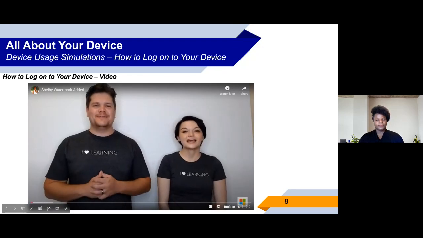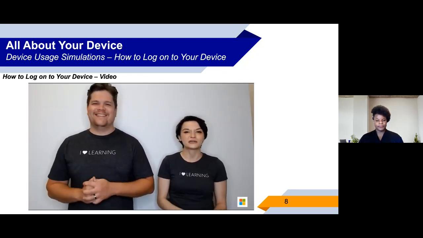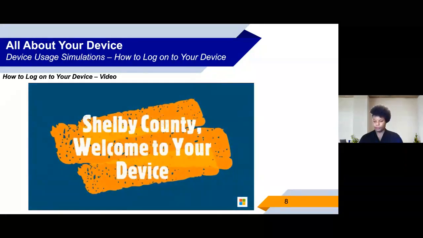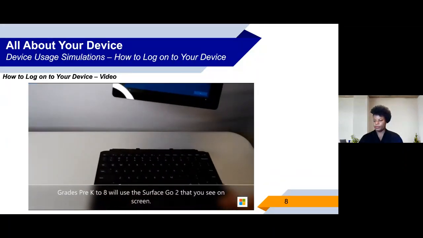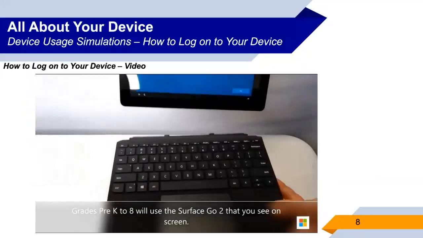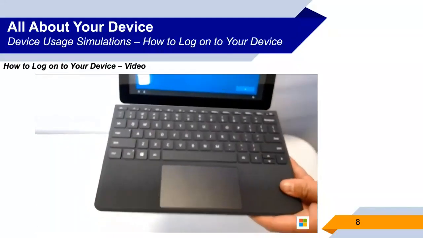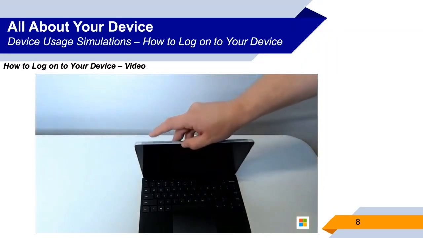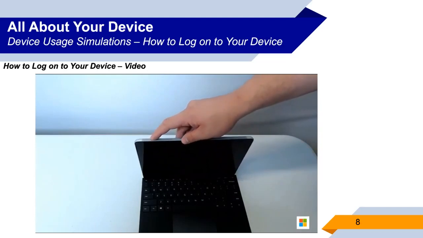Hi, my name is Andrew. And my name is Shannon, and today we're going to be taking you through your new device. If you do have a keyboard, just bring the two pieces together and you'll hear an audible click once they are attached. After unboxing your device, you'll want to turn it on simply by pressing the power button located in the top left-hand side.